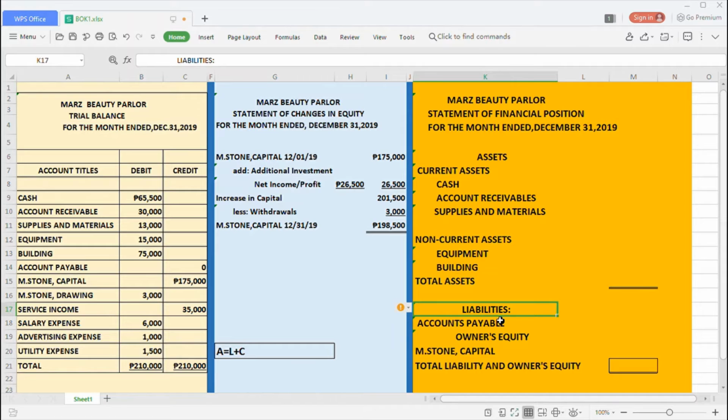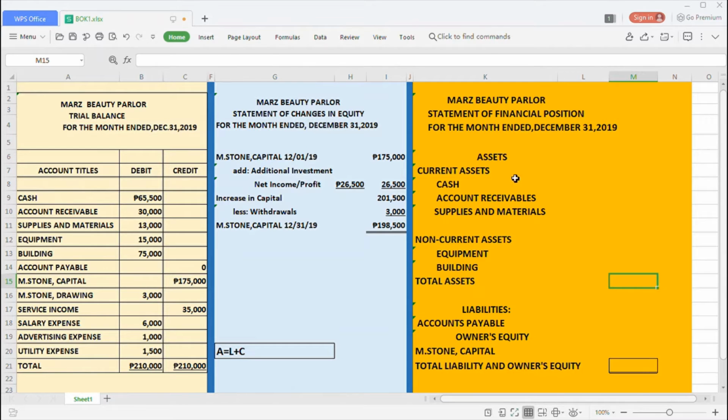And then, we have here the liabilities. So, in liabilities, guys, we have two types then. The current liabilities or payable in less than a year and the non-current liabilities payable in more than a year. Alright, so isa lang yung liabilities natin. So we have here the accounts payable lang. Owner's equity or capital. Alright? And then the total liability and owner's equity here.